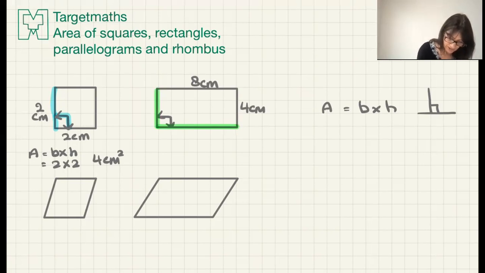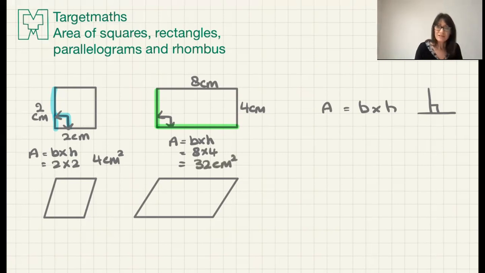So I can just go straight in with my formula. Area equals base times height. And I've got 8 times 4. If I was to get that the wrong way round, it really wouldn't matter. 8 times 4 and 4 times 8 is the same thing. And I've got 32 centimeters squared.